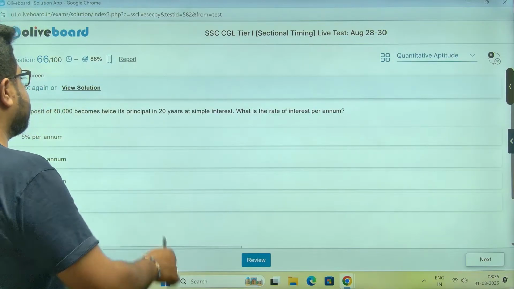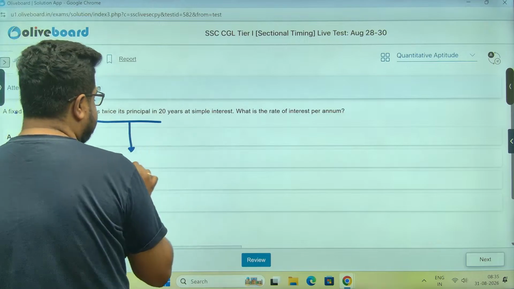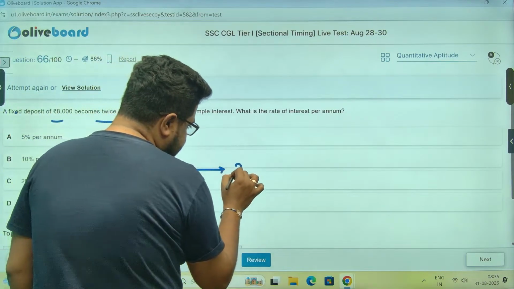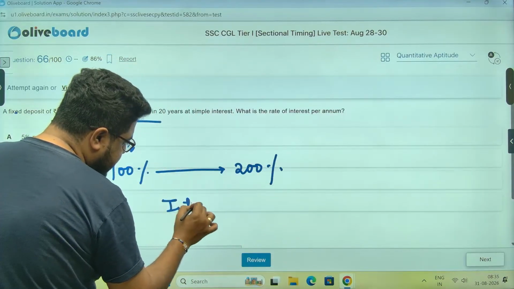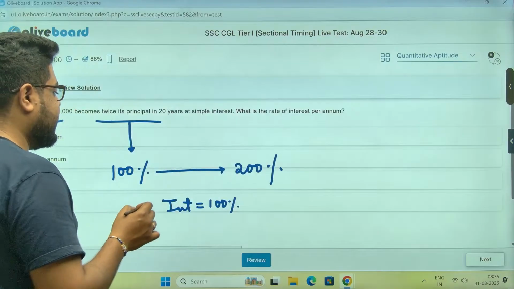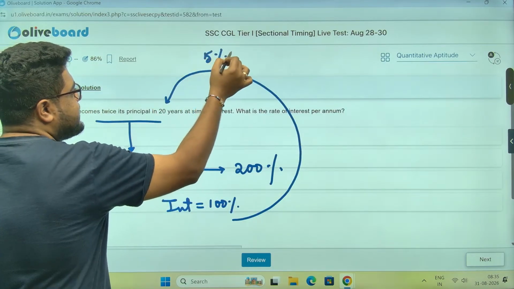A fixed deposit becomes twice the principal. So twice the principal in simple interest, meaning whatever is principal, 100%, becomes twice, meaning 200%. Meaning interest is how much, sir? Interest is that extra 100%. That's why it becomes 200. That is happening in 20 years.